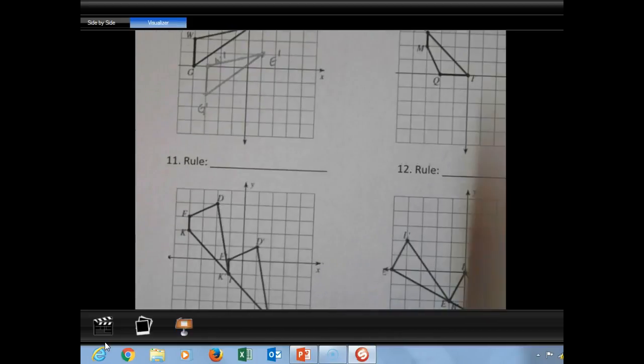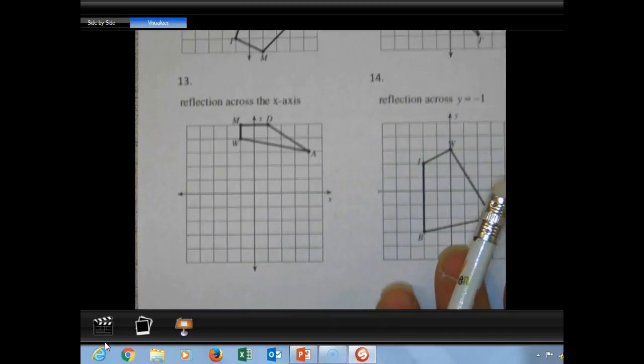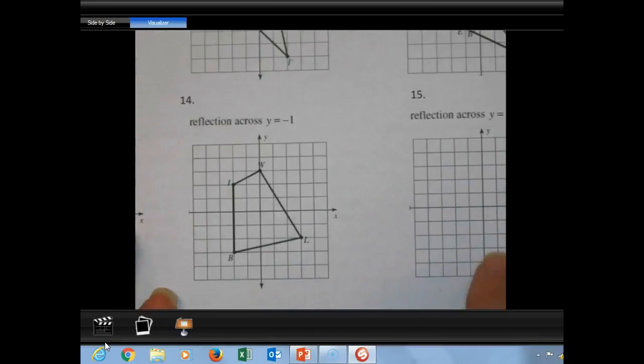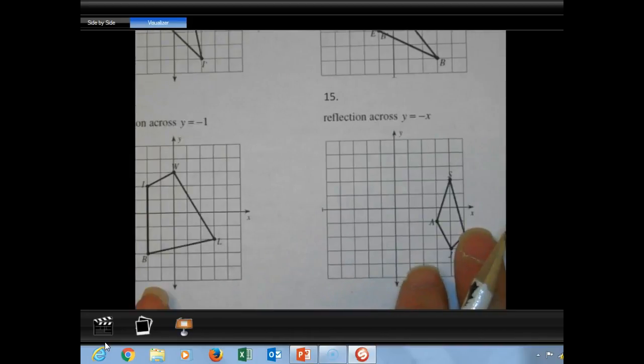I'm going to skip to reflection. I'm going to do number 13 with you. Then I'm going to give you some time to do 14 and 15. So this tells me, actually, let's do a difficult one. Let's do 15. Y equals -x.